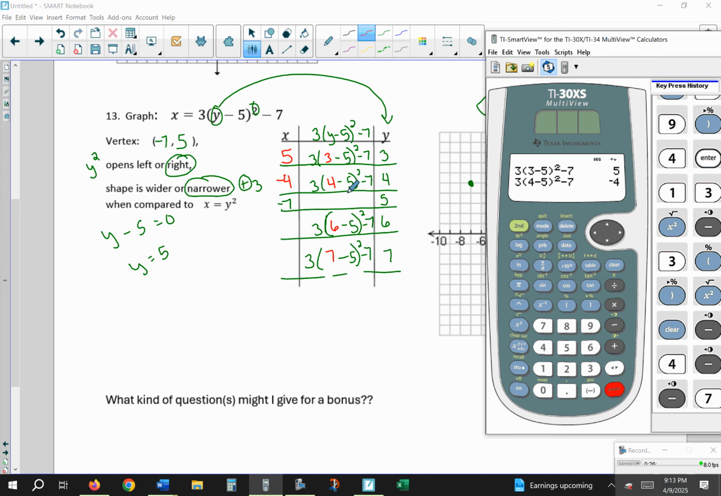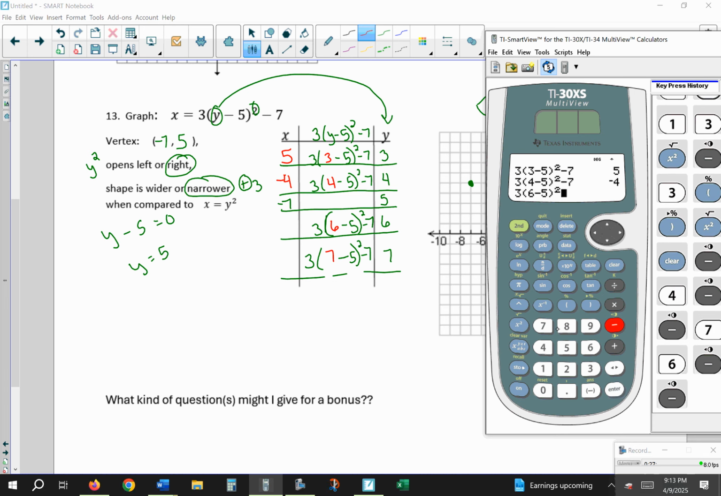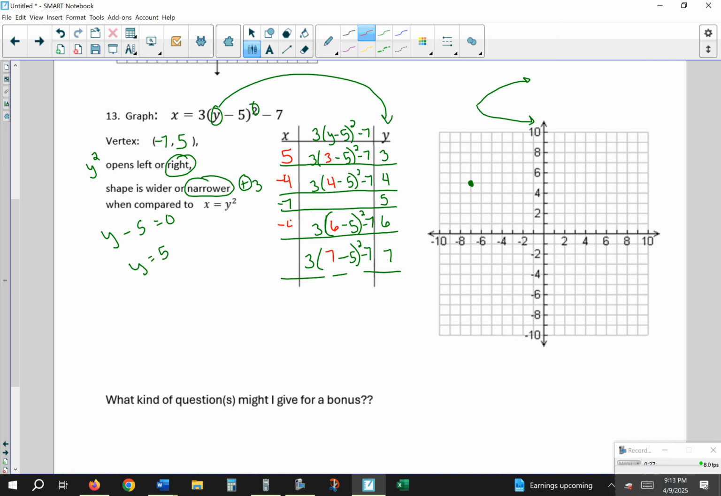And so inside my parenthesis, I have 4 minus 5, which is negative 1. In my matching set, I have 6 minus 5, which is positive 1. So we should get a matching value once we square. And we got negative 4. So because this is a left-right parabola, I'm going to have x values that are matching. So that means those two have to match. As long as we've checked at least one of our pair, we're fairly confident.